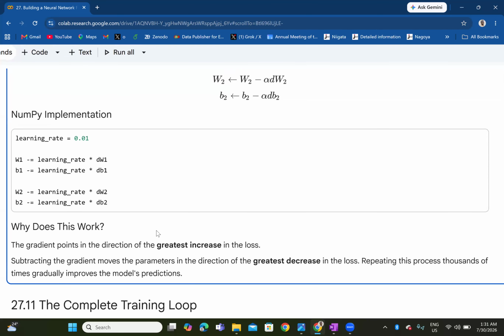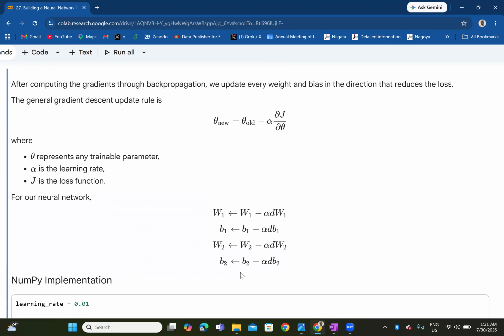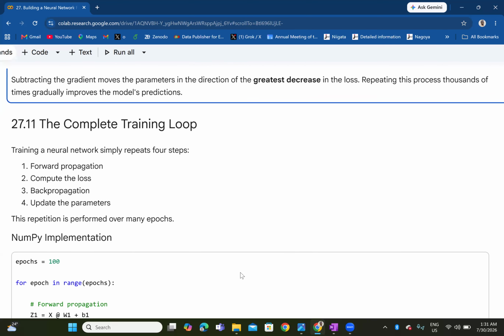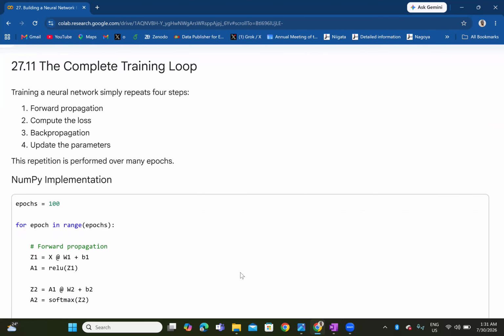So why does this work? The gradient points in the direction of the greatest increase in the loss. So subtracting the gradient moves the parameters in the direction of the greatest decrease in the loss. Repeating this process thousands of times gradually improves the model's prediction. At the end of the day, we are moving closer and closer to a J that is as close to zero as possible, because we want no loss, no error as much as possible.